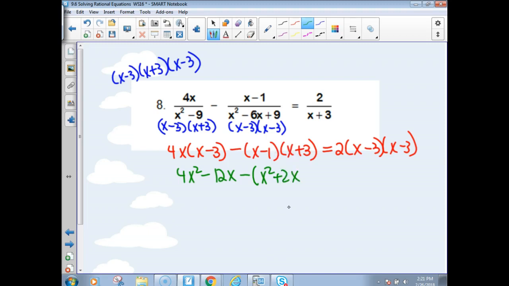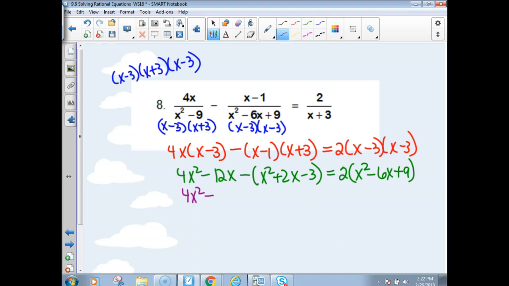We've been foiling all year. We had to be able to do that. Negative 1 times 3 is minus 3. Okay, on the right side, I'm going to have to do 2 times the product of x minus 3 and x minus 3, which is x squared minus 6x plus 9. Okay, we got some simplifying to do.